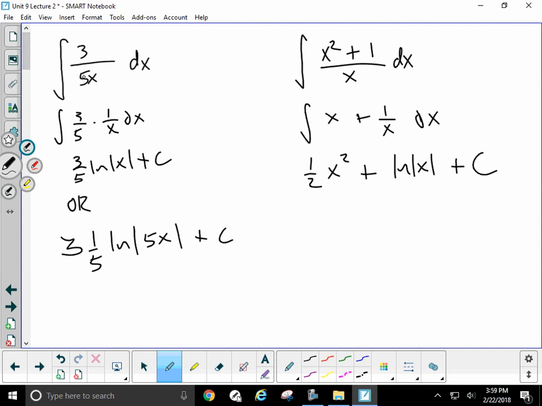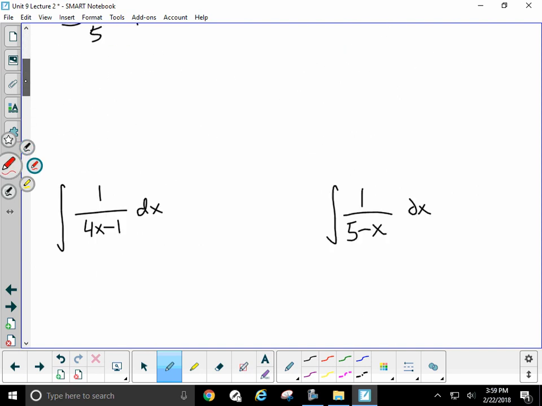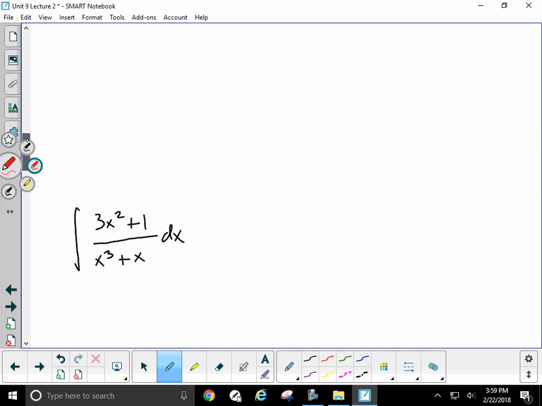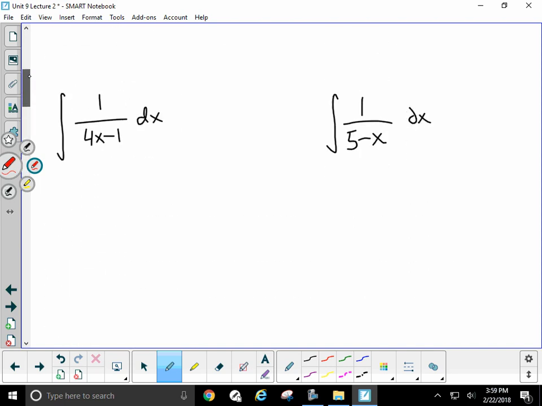Now it doesn't matter if it's 5x or 5x plus 3 or 5x plus 7. It doesn't matter that I have 4x minus 1 or 5 minus x. It's still x to the first power. So you see x to the first power, you think, okay, the coefficient of x is 4. I need to multiply by the reciprocal of the coefficient, and this would be the correct answer.